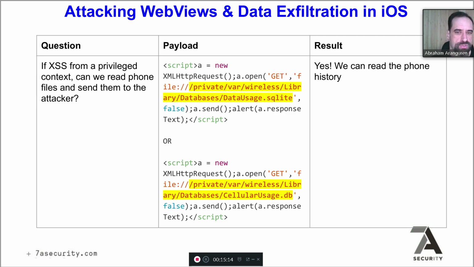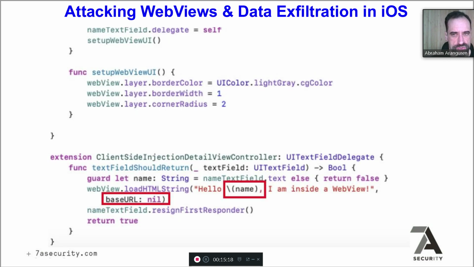And then usage, cellular usage, and there's other places on the phone, known locations on iOS that we can try to read. This is the vulnerable code. So this is a string concatenation in Swift, which is kind of interesting because here it is not breaking out of the quotes. It's like a backslash, so this can be a little bit weird for those unfamiliar with Swift. And then the problem here is that this is using a UI web view, which is vulnerable by default to this attack. And the base URL is empty.